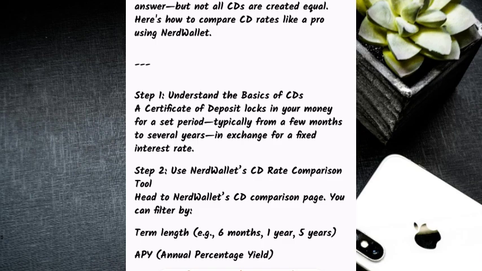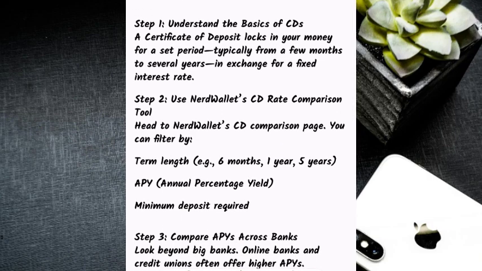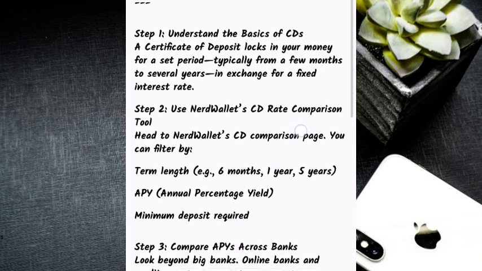Step 2. Use Nerdwallet's CD rates comparison tool. Head to Nerdwallet's website and you can check out their CD comparison page. You can filter by term length, that's between 6 months, 1 year and 5 years. You can also check the APY, that's the annual percentage yield, as well as the minimum deposits required.